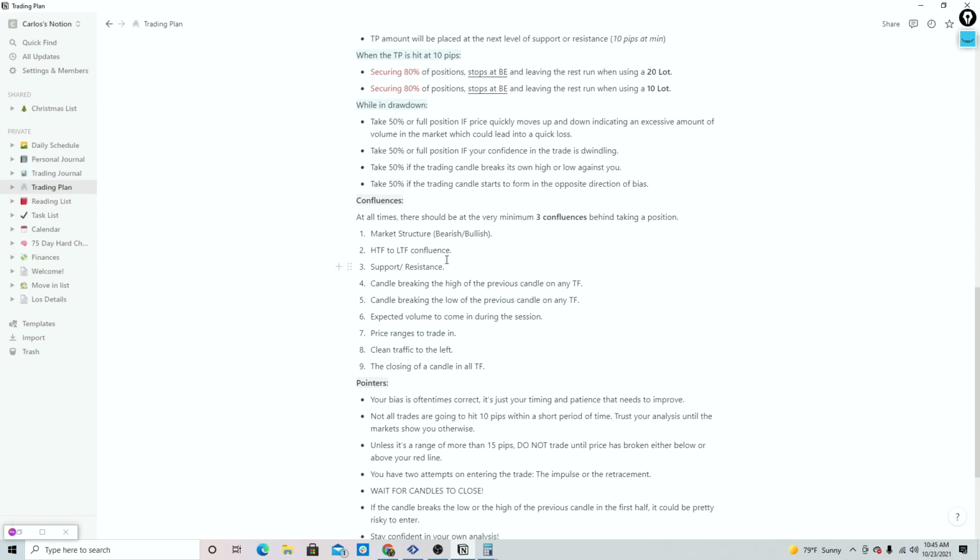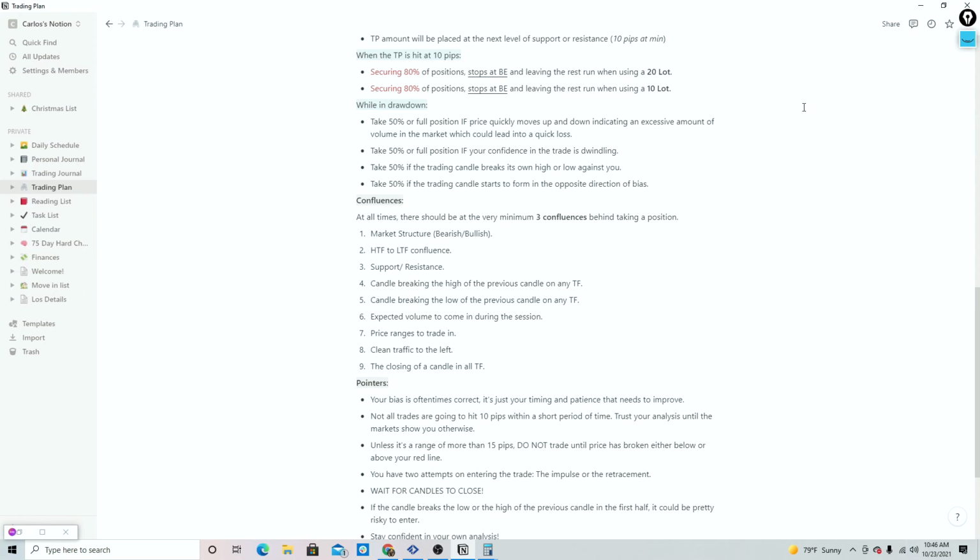Support and resistance zones, understanding where your ranges are, understanding where your supports are, rejection levels, supply levels, demand levels, whatever the case may be. You have to really understand these, because even though the concept might be simple, if you draw a wrong zone, you can miss out on a trade, or you can lose a trade, so keep an eye out for that. Candle breaking the high of the previous candle on any time frame.